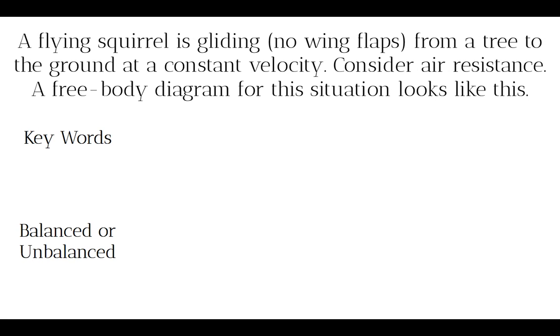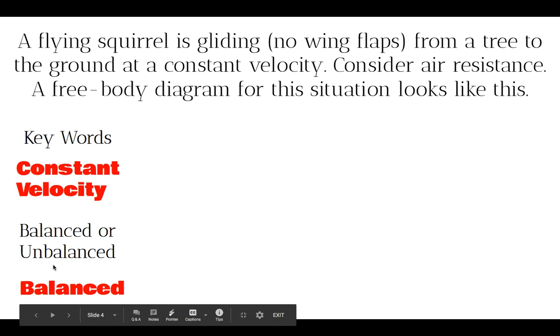Next, we have a flying squirrel that is gliding. It's telling us right here that there's no wing flaps, from a tree to the ground at a constant velocity. So our keywords here would be constant velocity. If an object is traveling at a constant velocity, that right there is balanced. A lot of people get really confused with that. They think balanced means not moving.